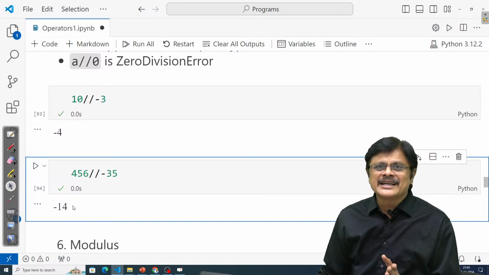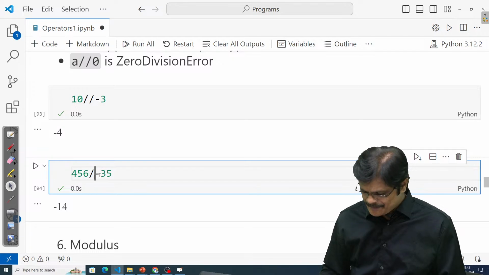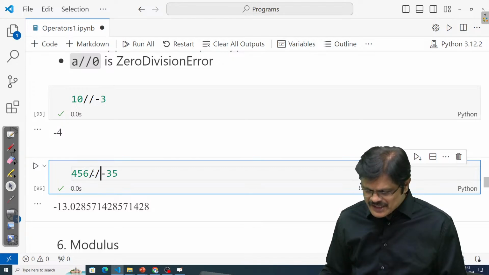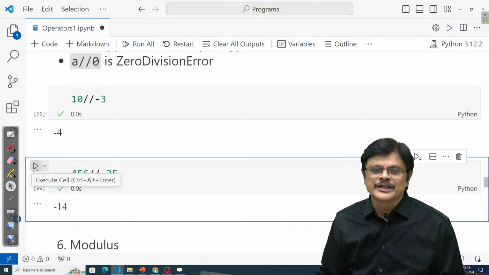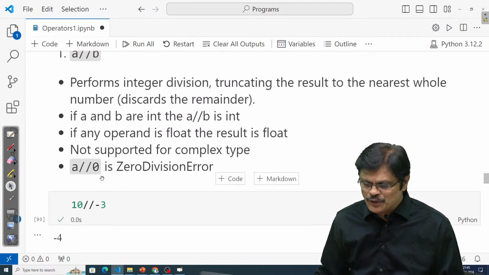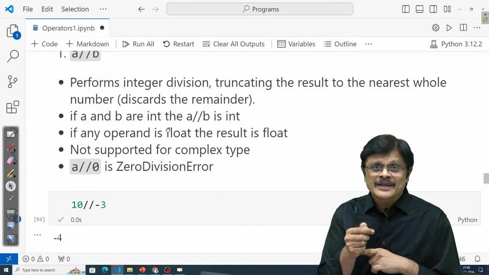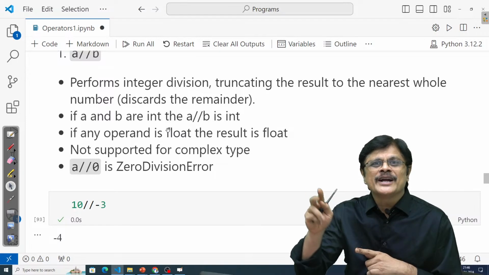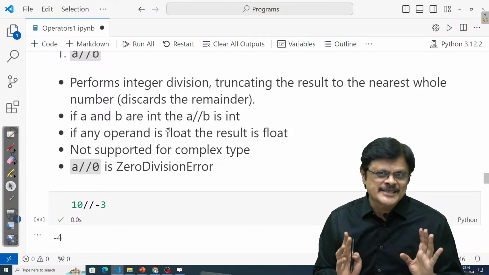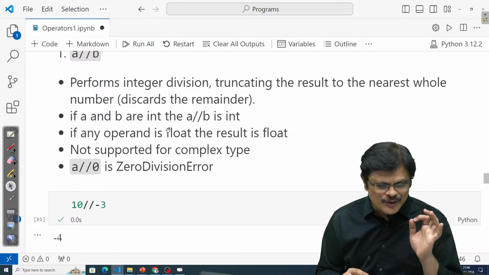The result here is minus 13 point something. If you normally divide it, you get minus 13 point something. But when I use floor division, the result will be minus 14. Please note this point. Is the idea clear? So whenever you do floor division and the result is negative, minus x point something, the answer is minus of x plus 1. For example, if you get minus 3 point something, the answer is minus 4. Please note this point, my dear friends.